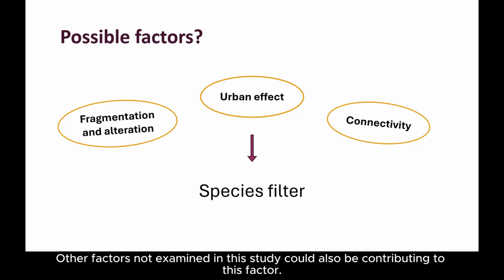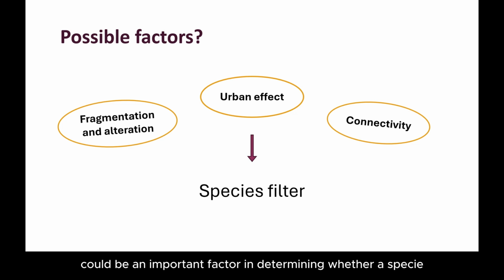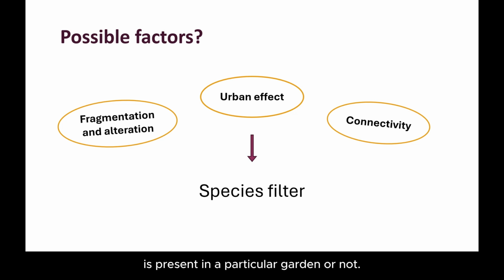For instance, other studies indicate that connectivity between different green spaces and adjacent natural areas could be an important factor in determining whether a species is present in a particular garden or not.